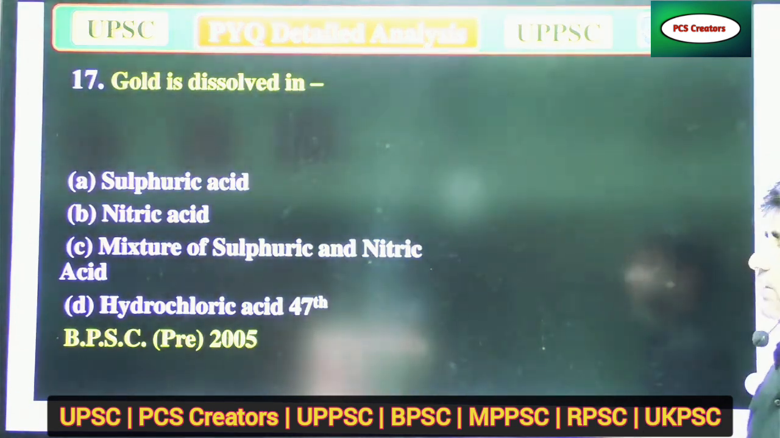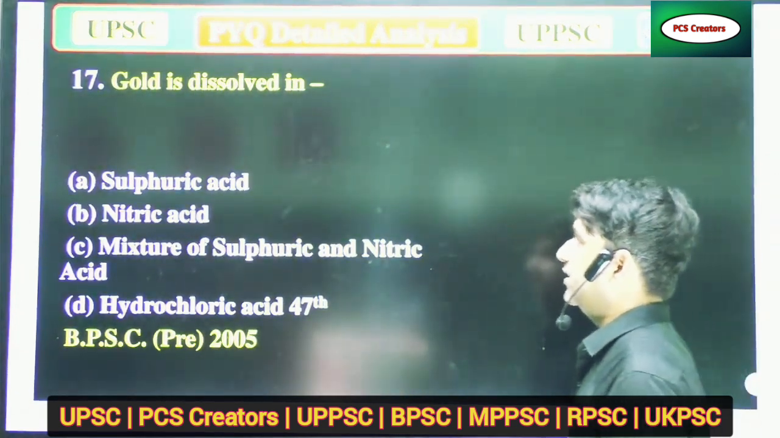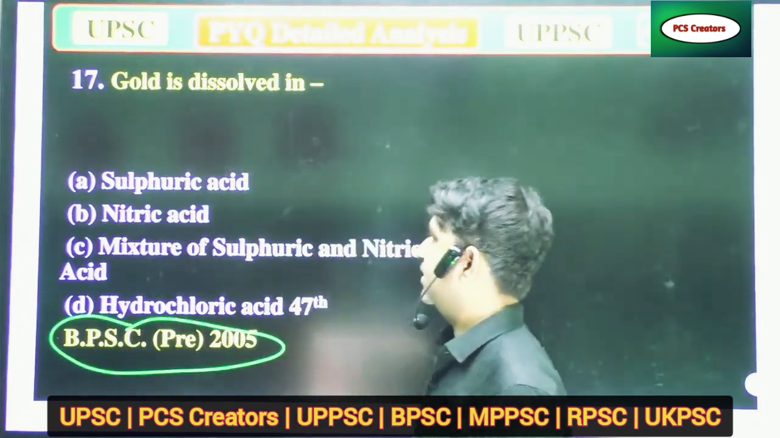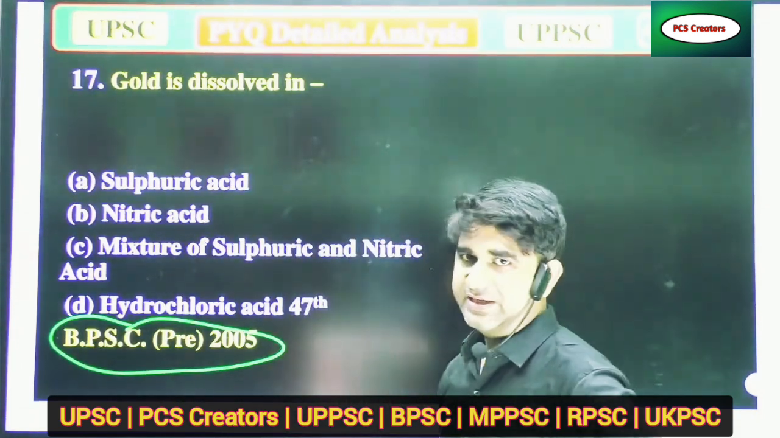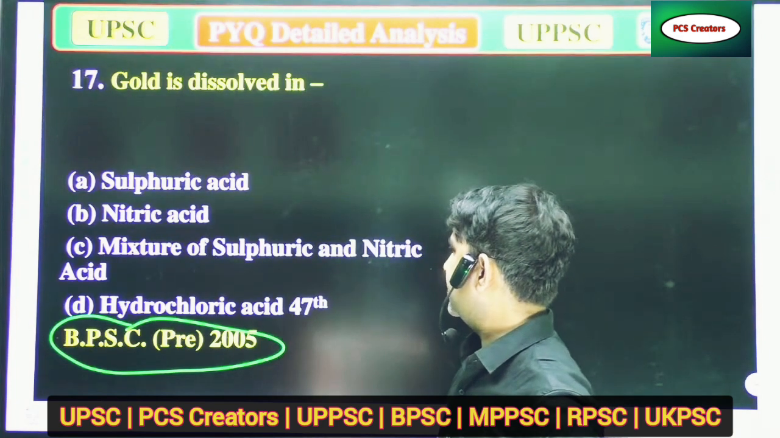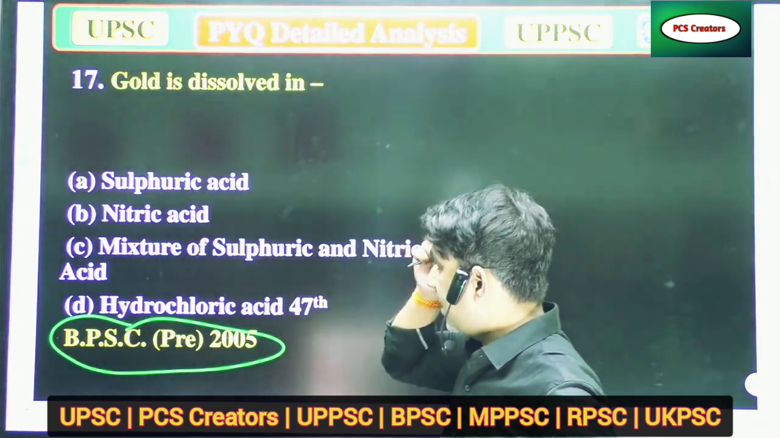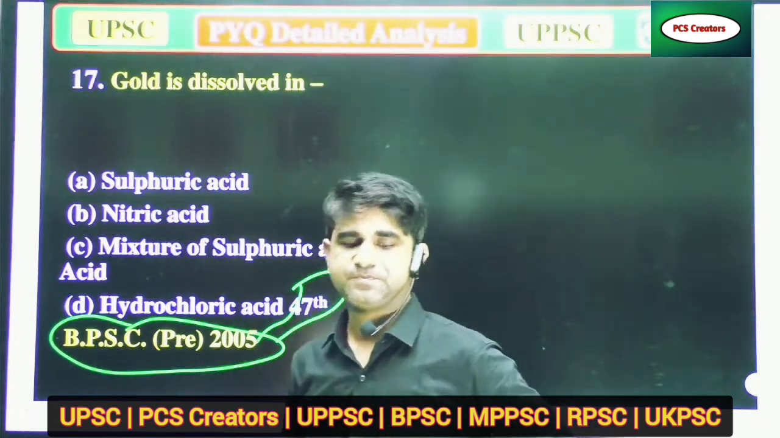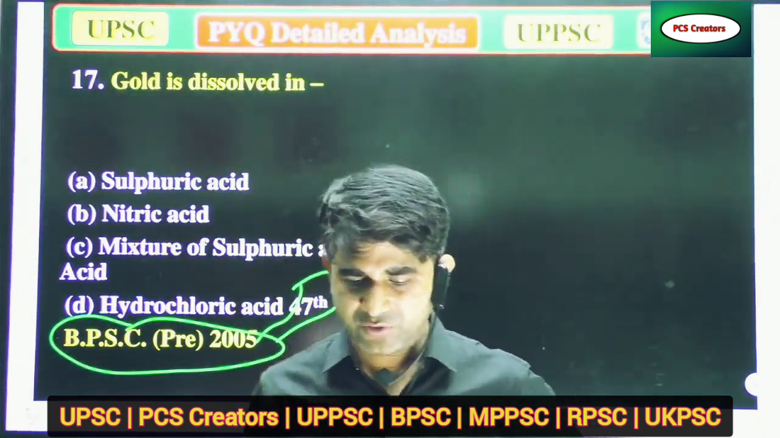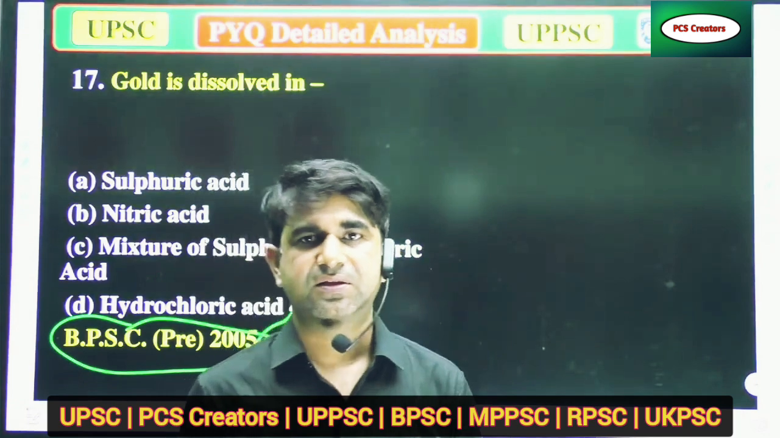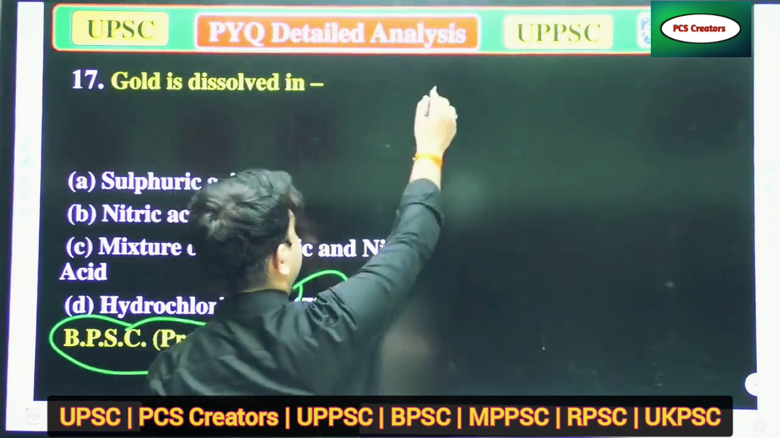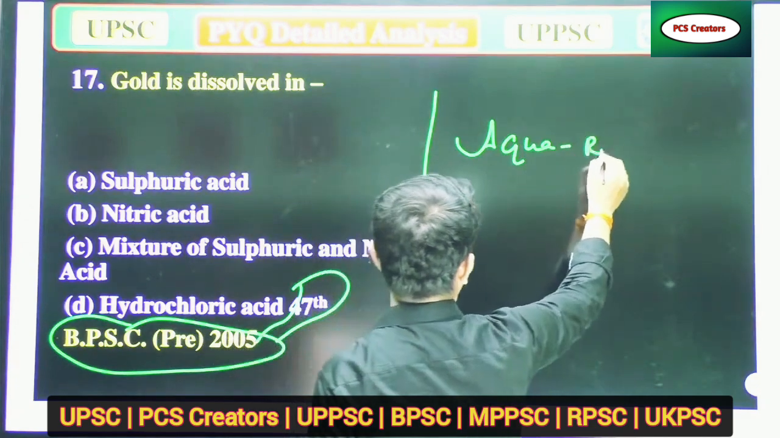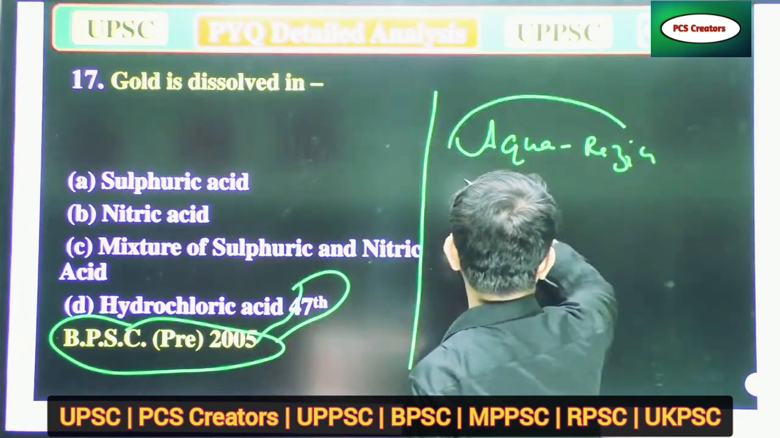Gold is dissolved in, again BPSC: A, sulfuric acid; B, nitric acid; C, mixture of sulfuric acid and nitric acid; and D, hydrochloric acid. It was asked in the 47th BPSC. So I think all of you are aware of aqua regia. There is a substance, aqua regia.